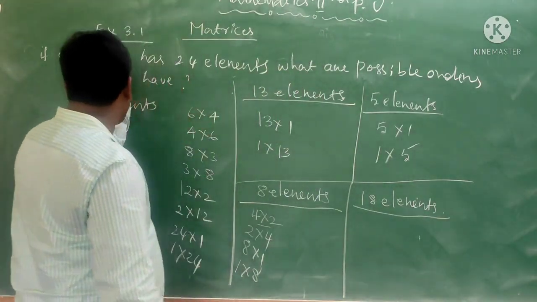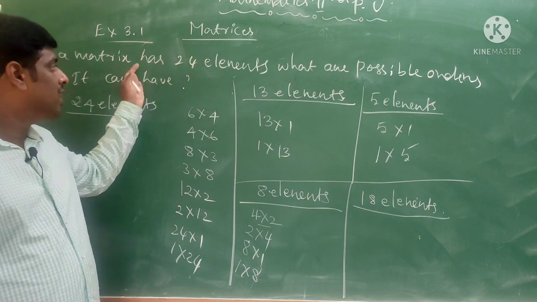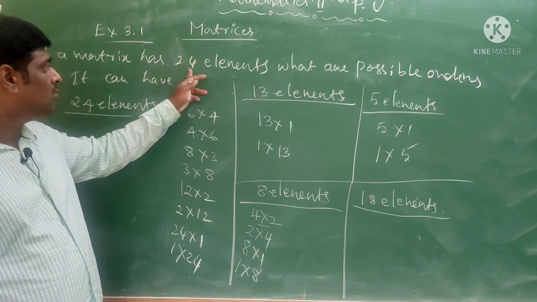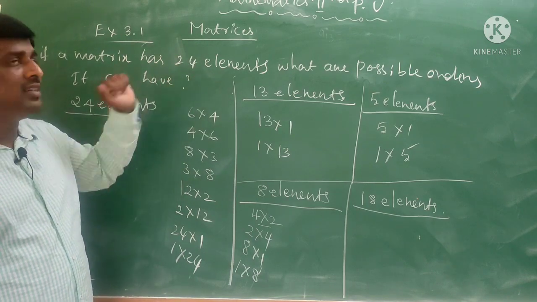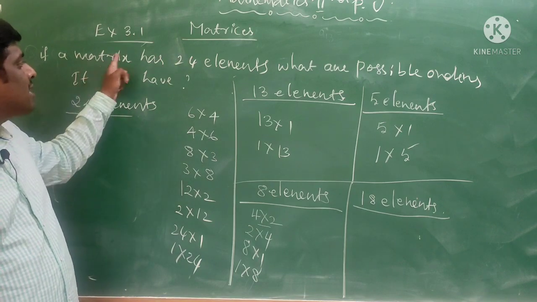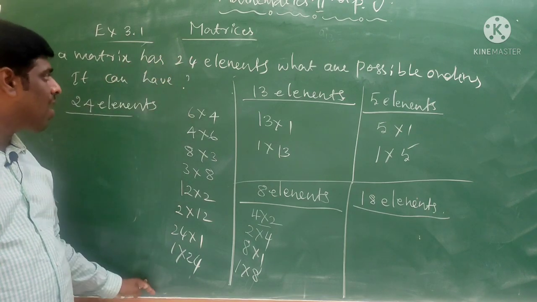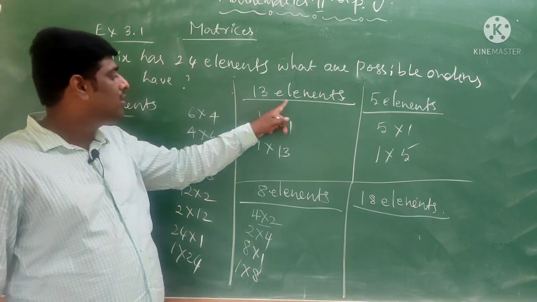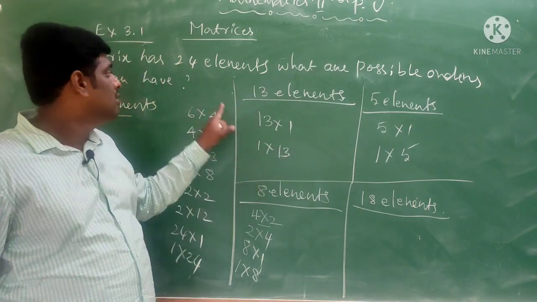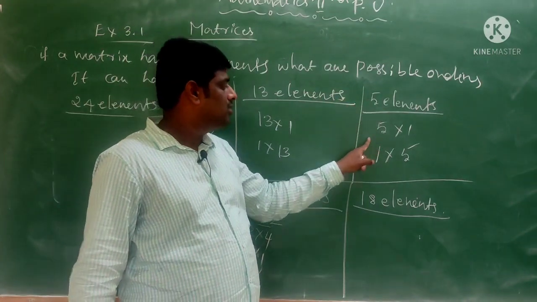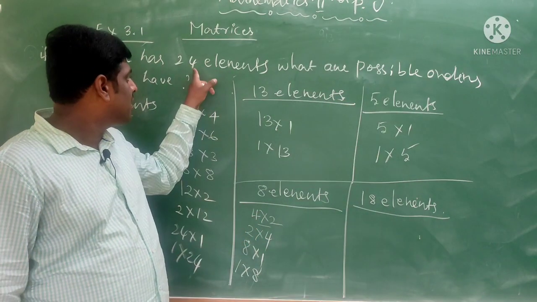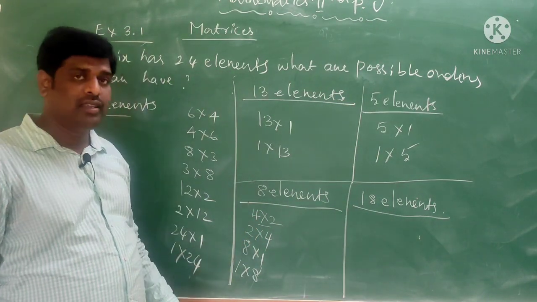Okay, for the same question, I am just changing the elements. If a matrix has 24 elements, these are the orders. If a matrix has 13 elements, these are the orders. If a matrix has 5 elements, these are the orders. If a matrix has 8 elements, these are the orders.